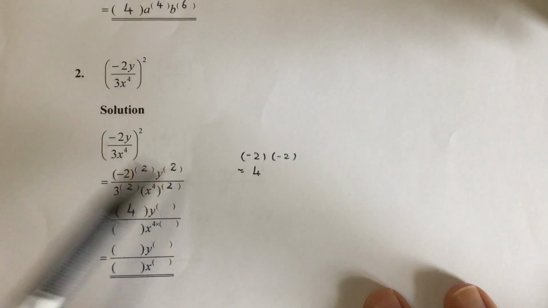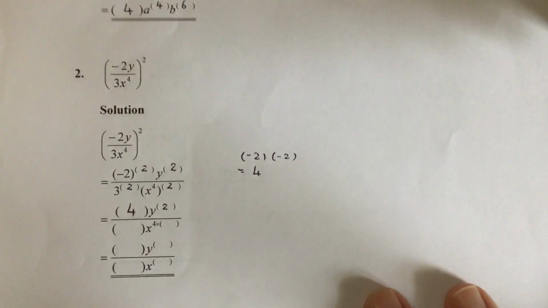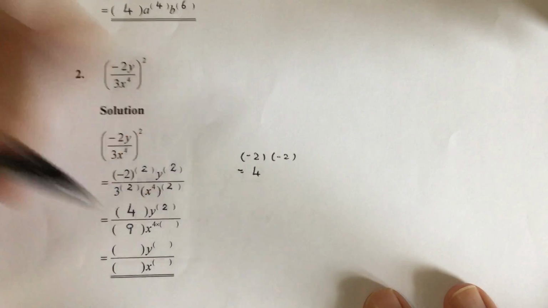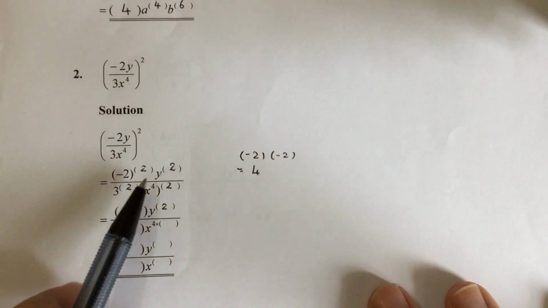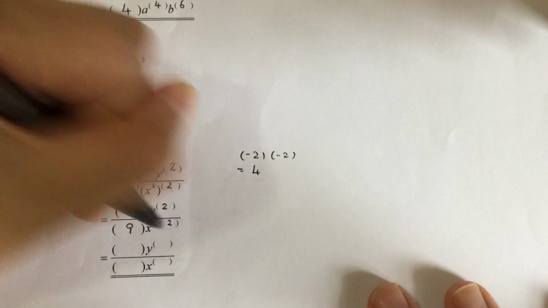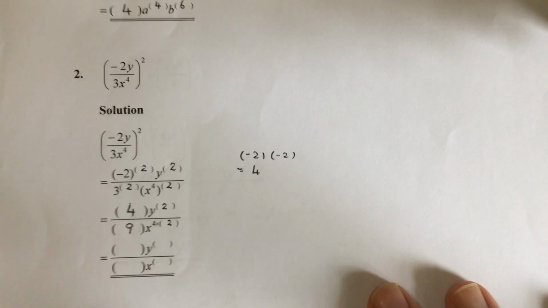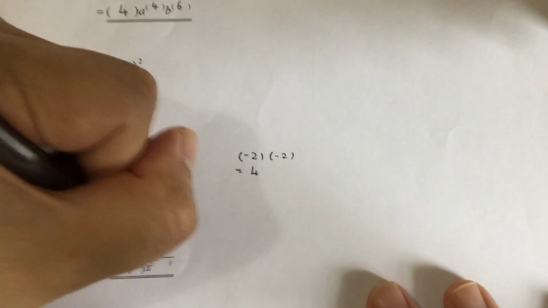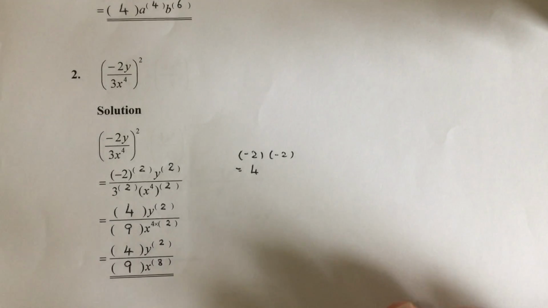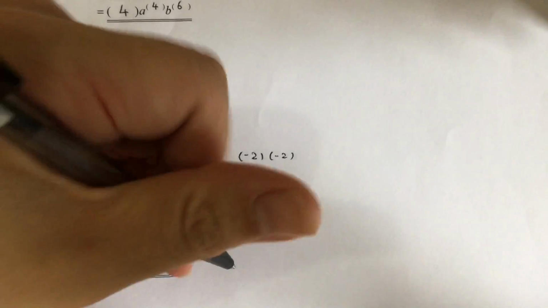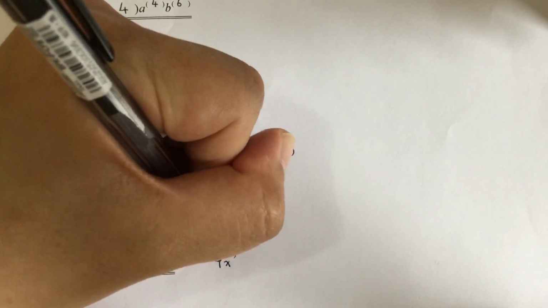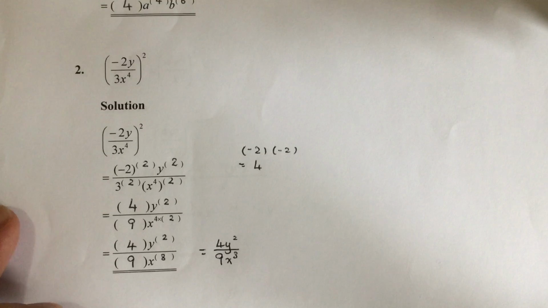And then for y with the power 2, we just copy it because we do nothing. But for 3 with the power 2, we can change it to 9. So this is 3 times 3 is 9. And 4 times 2 is 8. So we have something like this. The answer you can say clearly is 4y with the power 2 over 9x with the power 8. So you can solve the problem like this. Question 2.